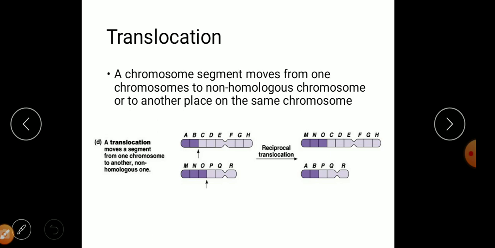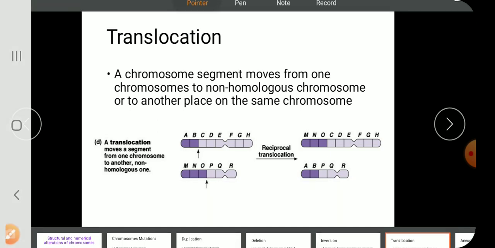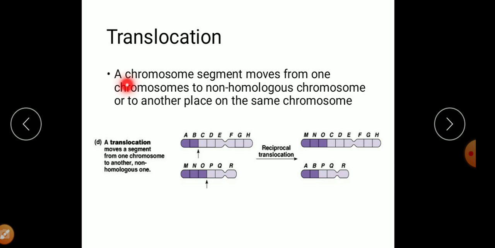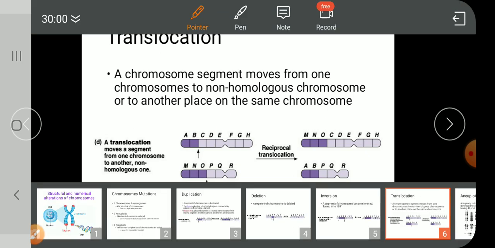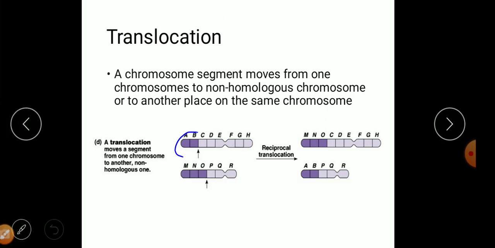So next is translocation. In translocation, a chromosomal segment moves from one chromosome to a non-homologous chromosome or another place. M, N, O, P, Q and R. So either this A and B part changes on the same chromosome, or you can see it on a different chromosome. So this is called translocation. Okay, homologous translocation or reciprocal translocation.